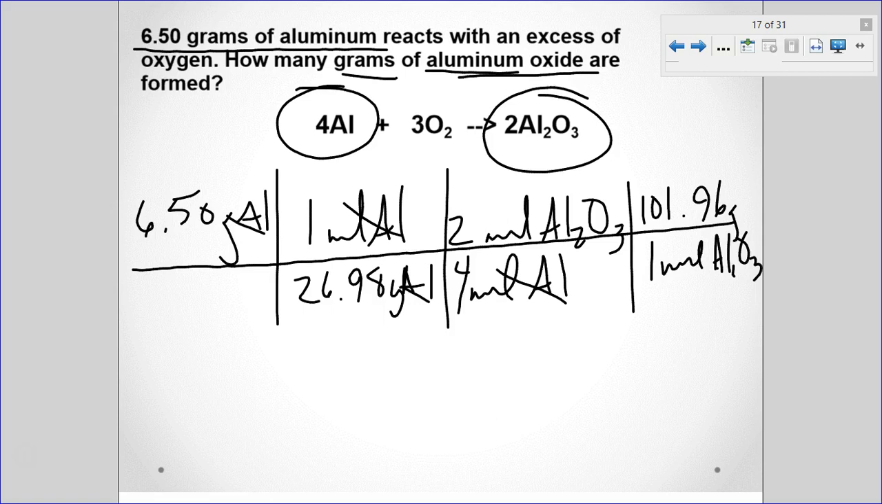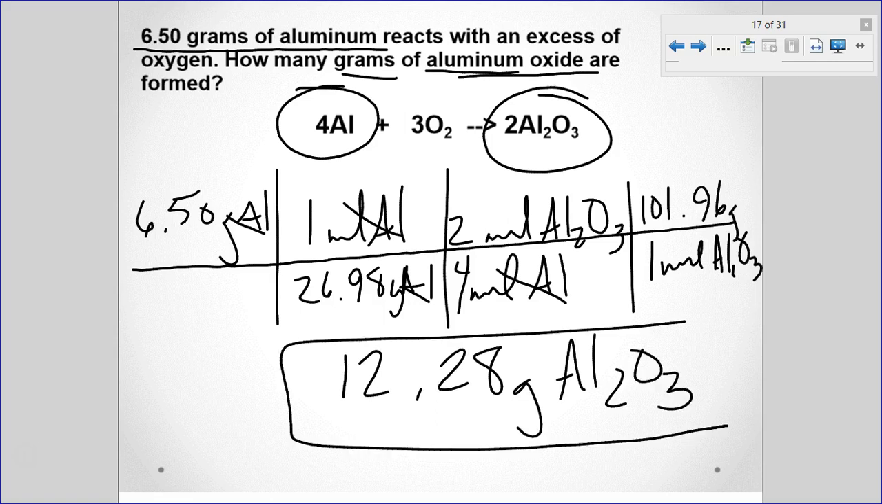So 6.5, 26.98 times 2, divided by 4 times 101.96. And I come out with a final answer of 12.28 grams aluminum oxide. So this tells me if I started off with 6.5 grams of aluminum, I should come out with 12.28 grams of aluminum oxide. Pretty neat, right? Okay. Now, let's take a look at another example.